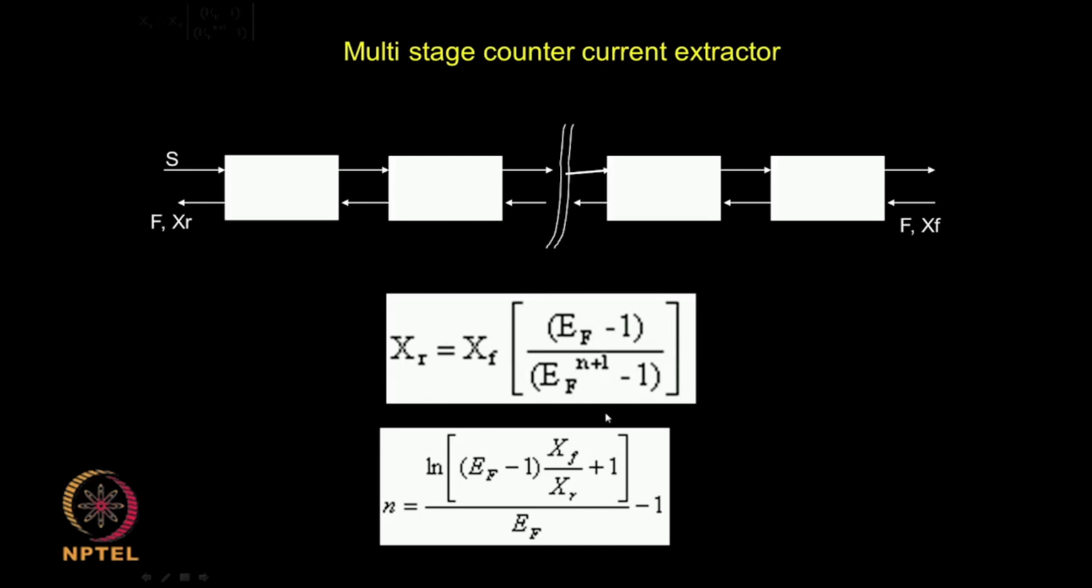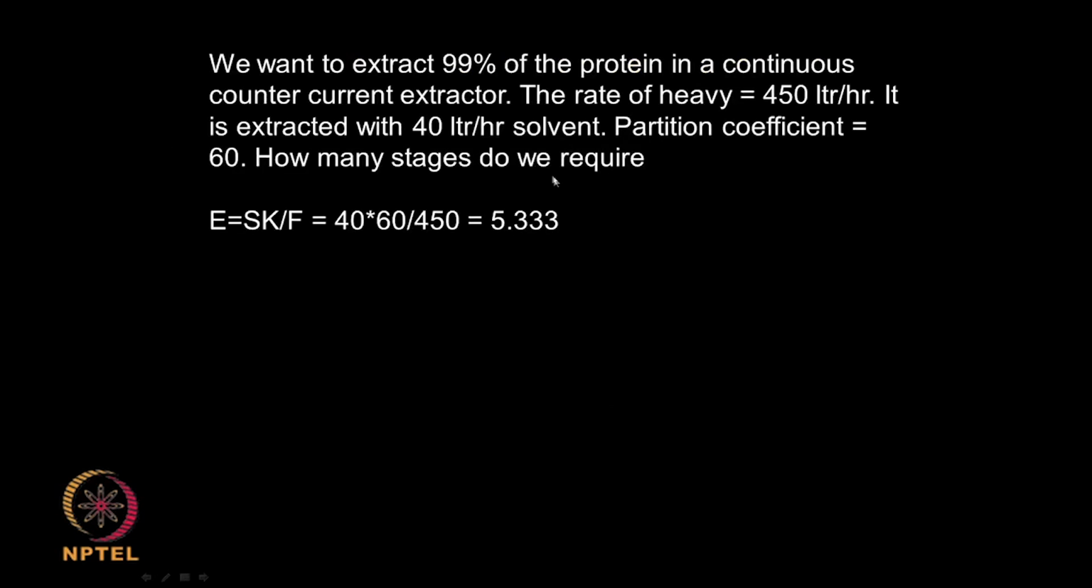I will just do a problem. We want to extract 99% of a protein in a continuous counter current extractor, rate of heavy phase is 450 liters per hour F.